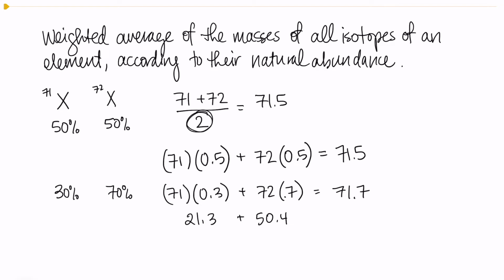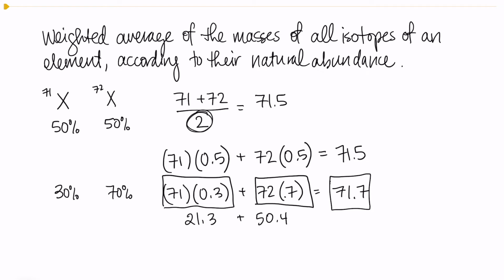We should notice we had more of this isotope that had a mass of 72 than we did of the mass 71 isotope. And therefore, when we take the average and it's weighted by how much we have, we expect our answer to be closer to 72 than 71, and that's exactly what we saw here.